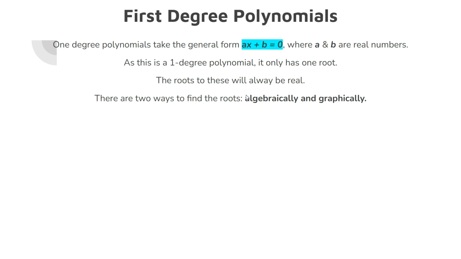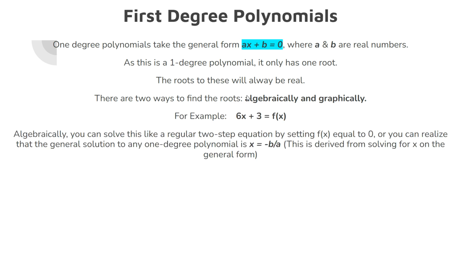There are two ways to find the roots: algebraically and graphically. For example, 6x plus 3 equals f of x. I'm just trying to move this out of the way. There we go. Move this over here for now.